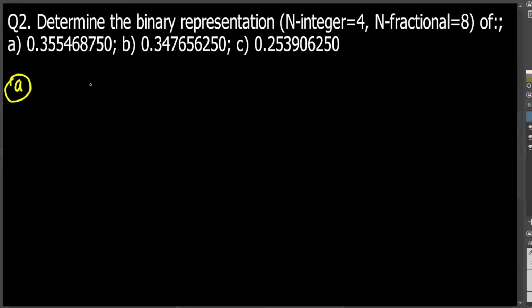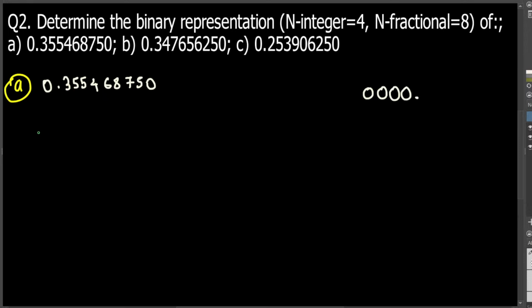The A part we have 0.35546875. When we are converting a decimal number to a binary, we deal with the integer number separately and the fraction number separately. Here the integer number is 0, so we can just keep it as 0. And then the fraction number is 0.35. So what do you have to do for the fraction? Let's forget about the integer number, because for the integer at the end we will just put 0, 0, 0, 0 point, and what comes after, that's what you have to find out.